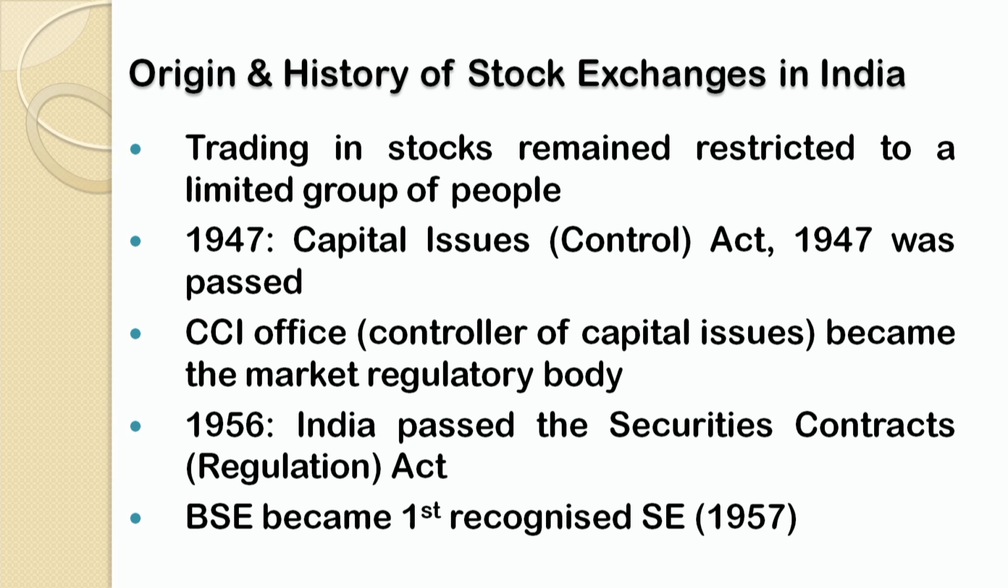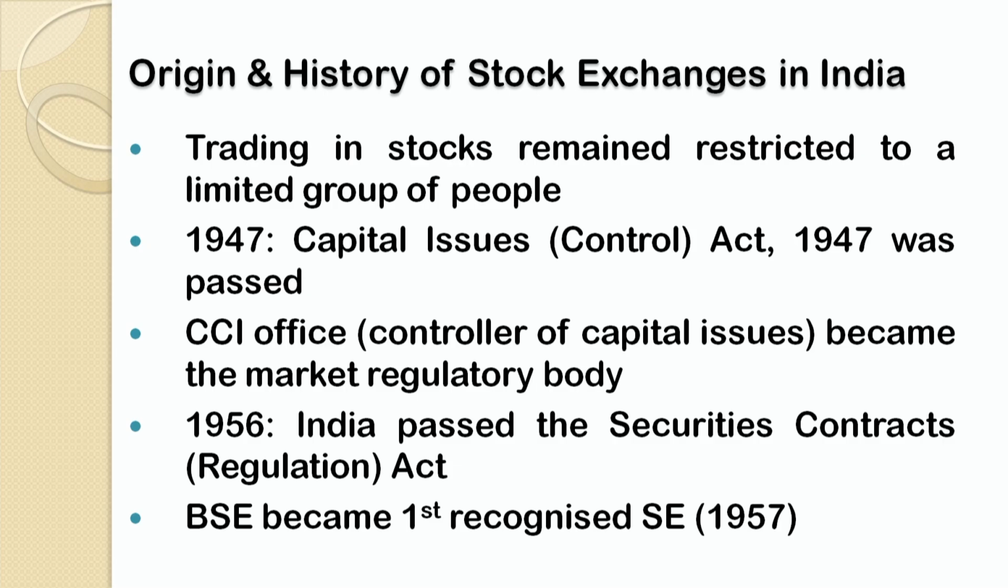But the government of India, after independence, passed the Capital Issues Control Act 1947. The government made it very clear that as per the provisions specified under this Act, the stock markets operating in our country were going to be regulated. After passing this Act, a CCI office was established by the government, and the CCI office, that is the Controller of Capital Issues Office, became the market regulatory body and operated as per the provisions stated under the Capital Issues Control Act 1947. So, our Indian financial system basically got a regulatory body from 1947 onwards.